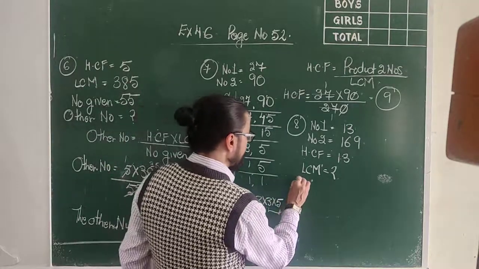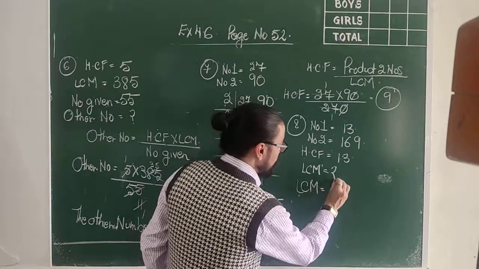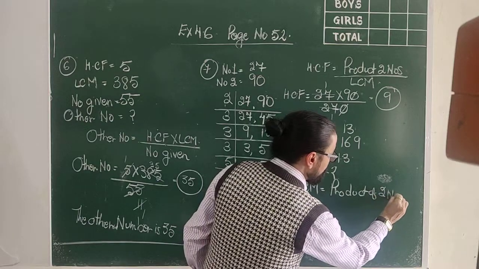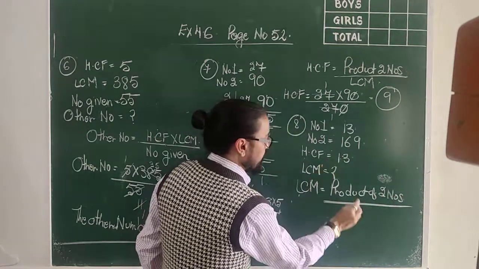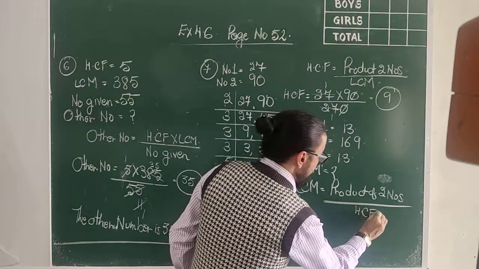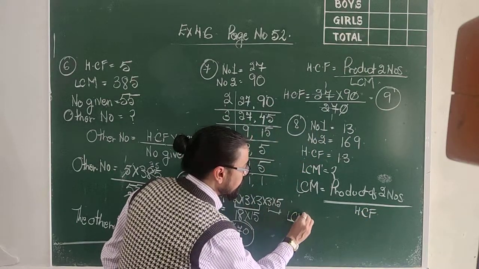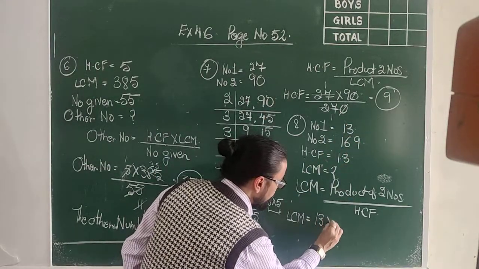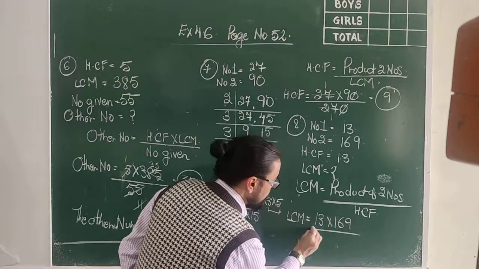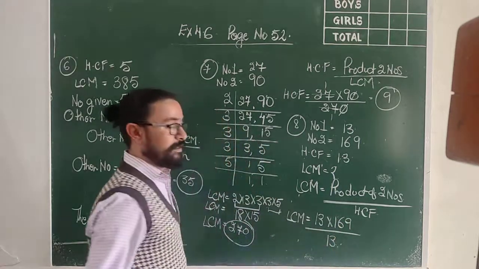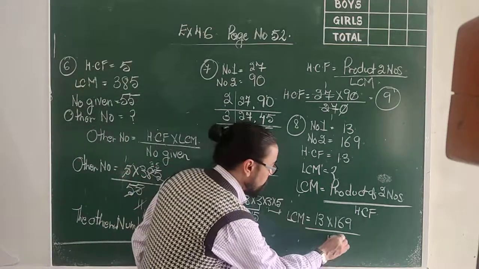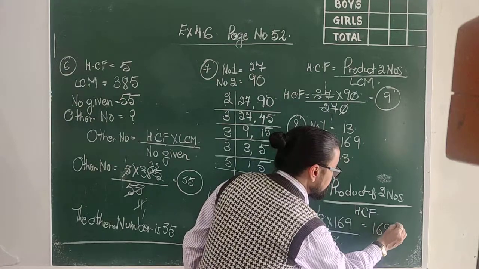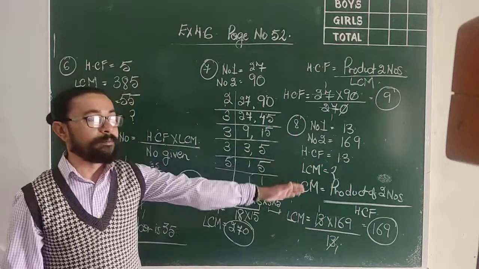What is the formula for LCM? LCM would be equal to the product of the two numbers divided by their HCF. So the LCM would be product of the two numbers. Numbers are 13 and 169. So 13 into 169. And what is the HCF? HCF is 13. Now I cancel and get my answer. 13 ones are 13. 13 ones are 13. What is the LCM? 169. And that's how this sum is to be done.